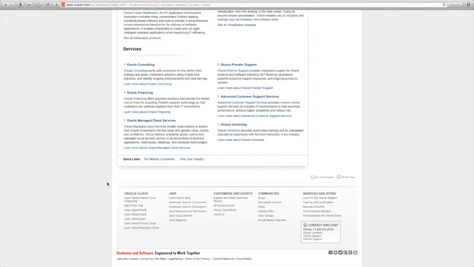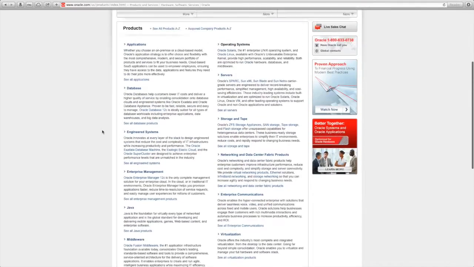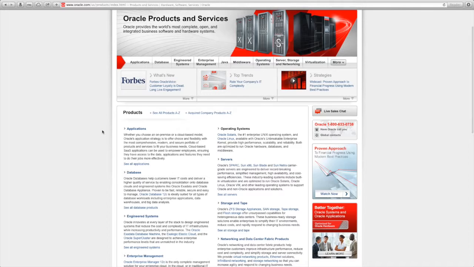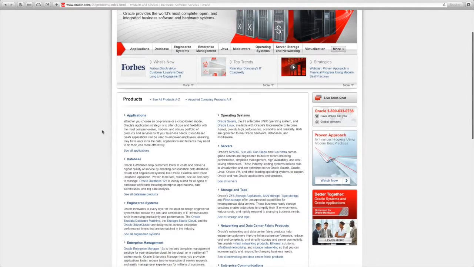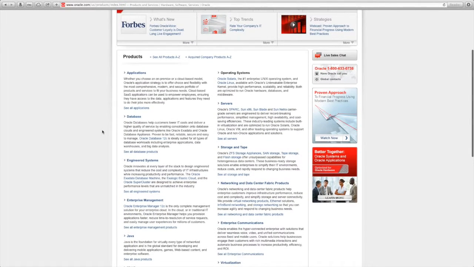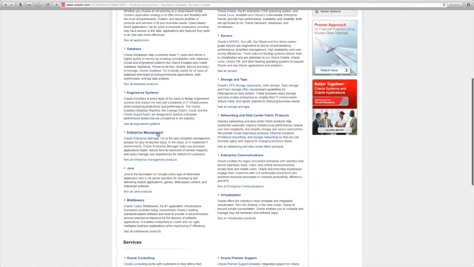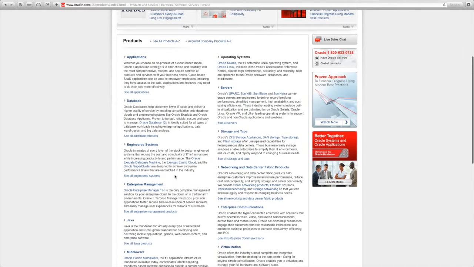Now obviously they have such a wide range of things that I'm not concerned about you detailing each and every one. Just choose a few. I would caution you though, the question specifically talked of software products, and that would be your applications, your database, enterprise management, possibly Java, which is a programming language that is owned by Oracle, and so on and so forth.